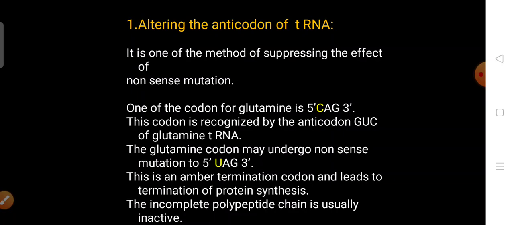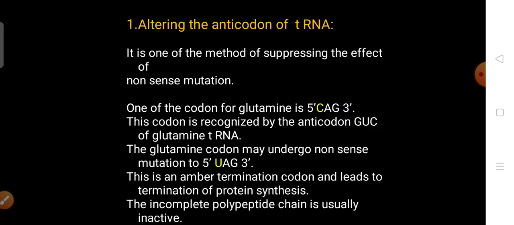The anticodon of the tRNA is changed such that it can now pair with or read even the nonsense termination codon and add an amino acid. The amino acid is added and protein synthesis continues, and the protein may regain its functionality either completely or partially. So altering the anticodon of tRNA will suppress the effect of nonsense mutation. Now let us discuss some examples.